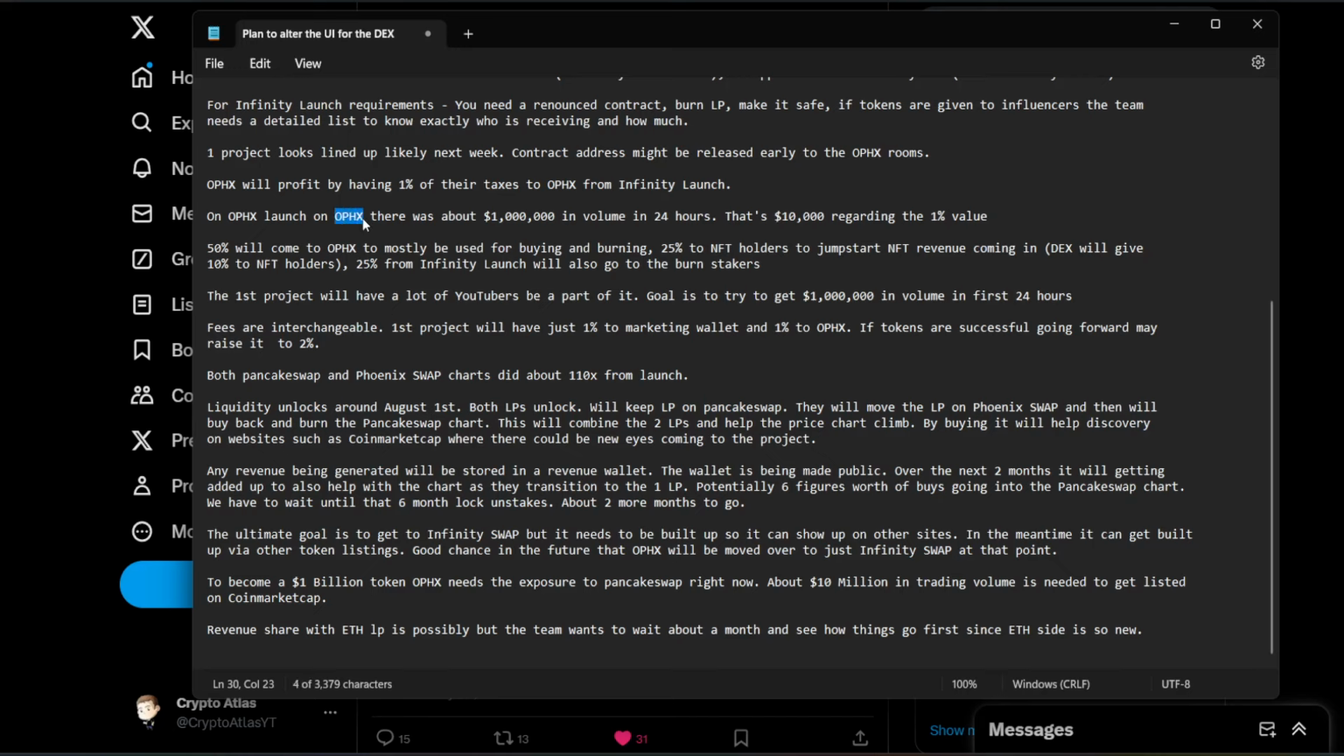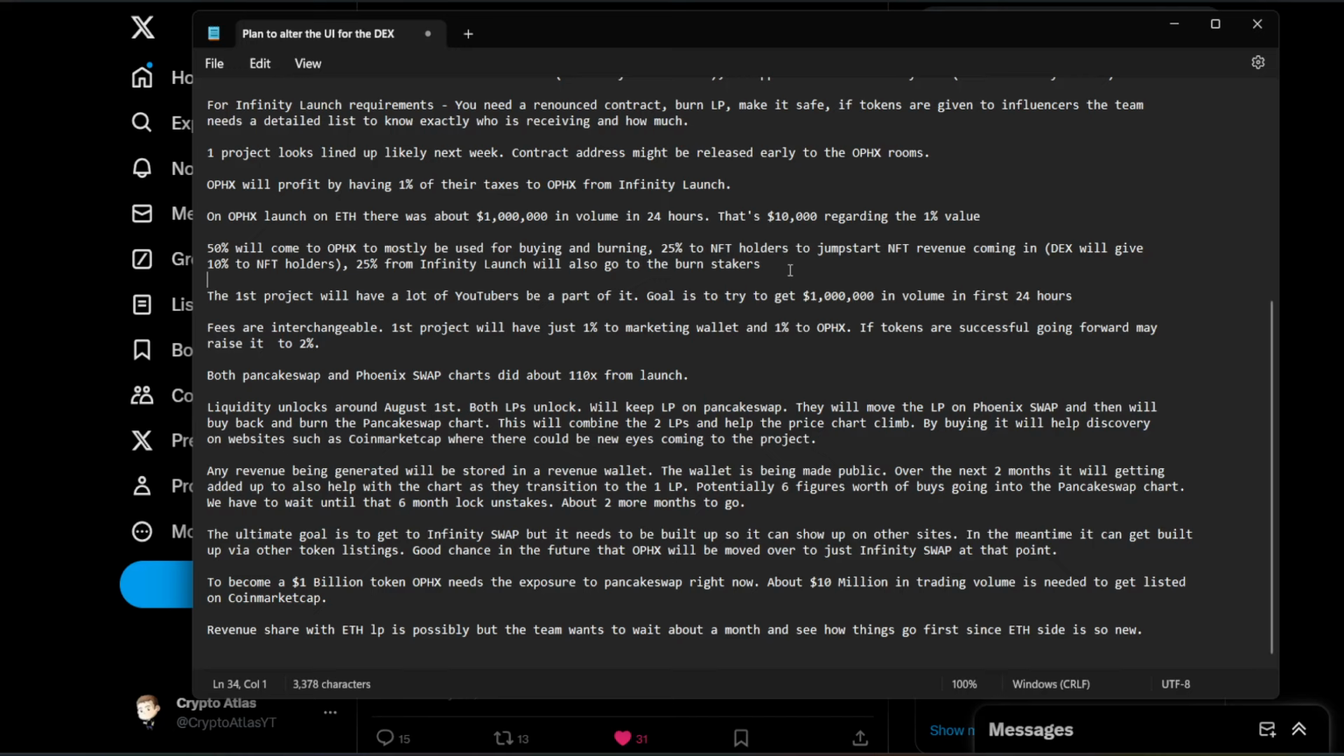Operation Phoenix launch on the Ethereum side, I should say, there was about $1 million in volume in 24 hours. That's $10,000 regarding the 1% value. So of this 1%, 50% of that, so we're talking 0.5%, right? So 50% of the 1% will come to Operation Phoenix to mostly be used for buying and burning.